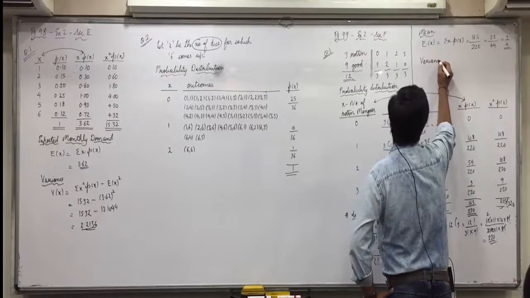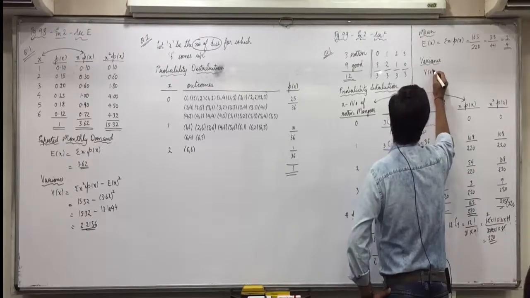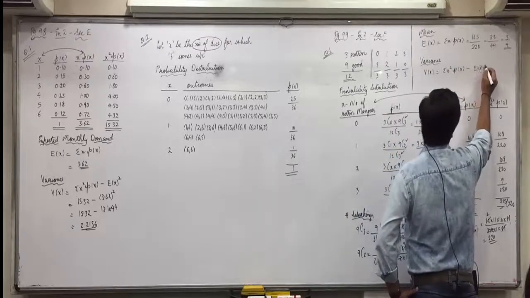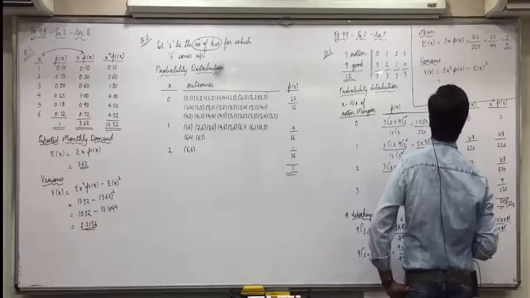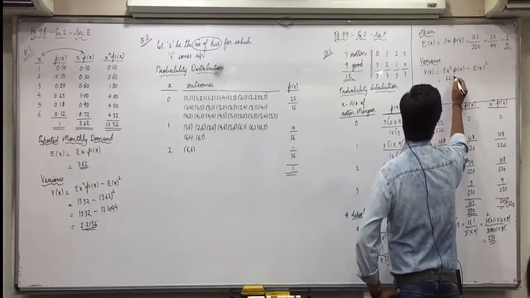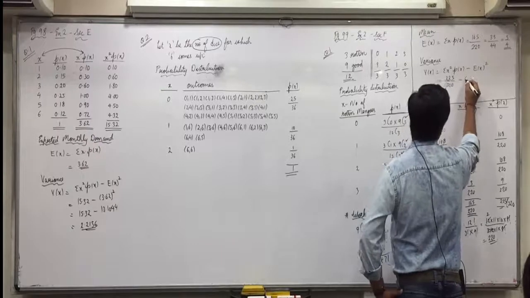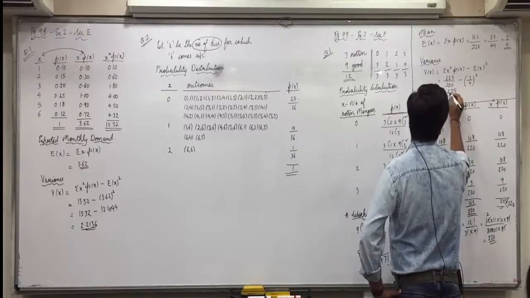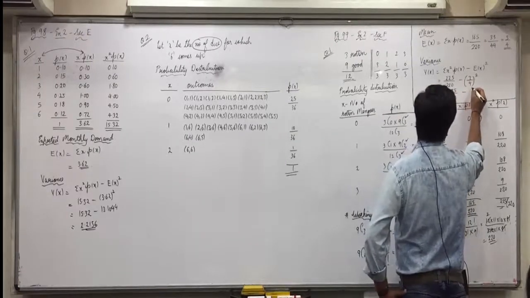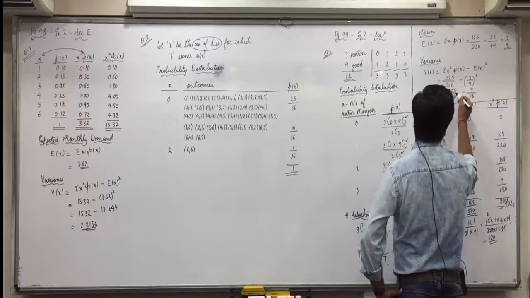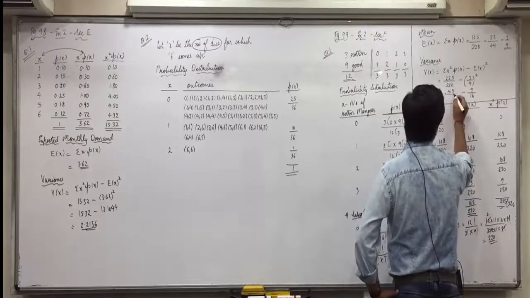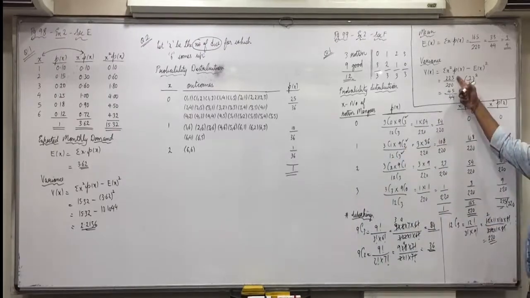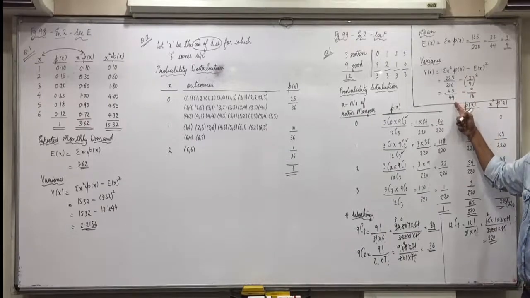Variance. V(X) is equal to sigma x square p(x) minus E(X) square. So sigma x square p(x) is 225 by 220 minus E(X), 3 by 4 whole square. 225 by 220 minus 9 by 16. Even this can be simplified. 5 into 45, 5 into 44. 225 by 220 becomes 45 by 44.